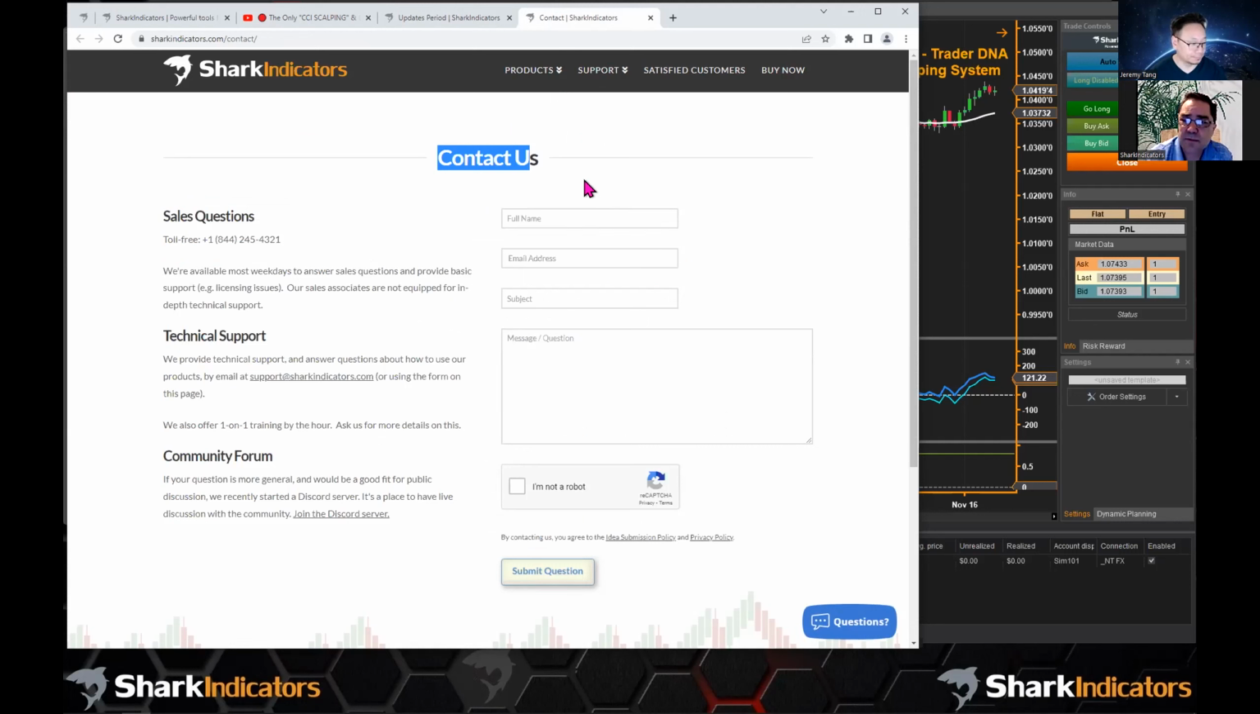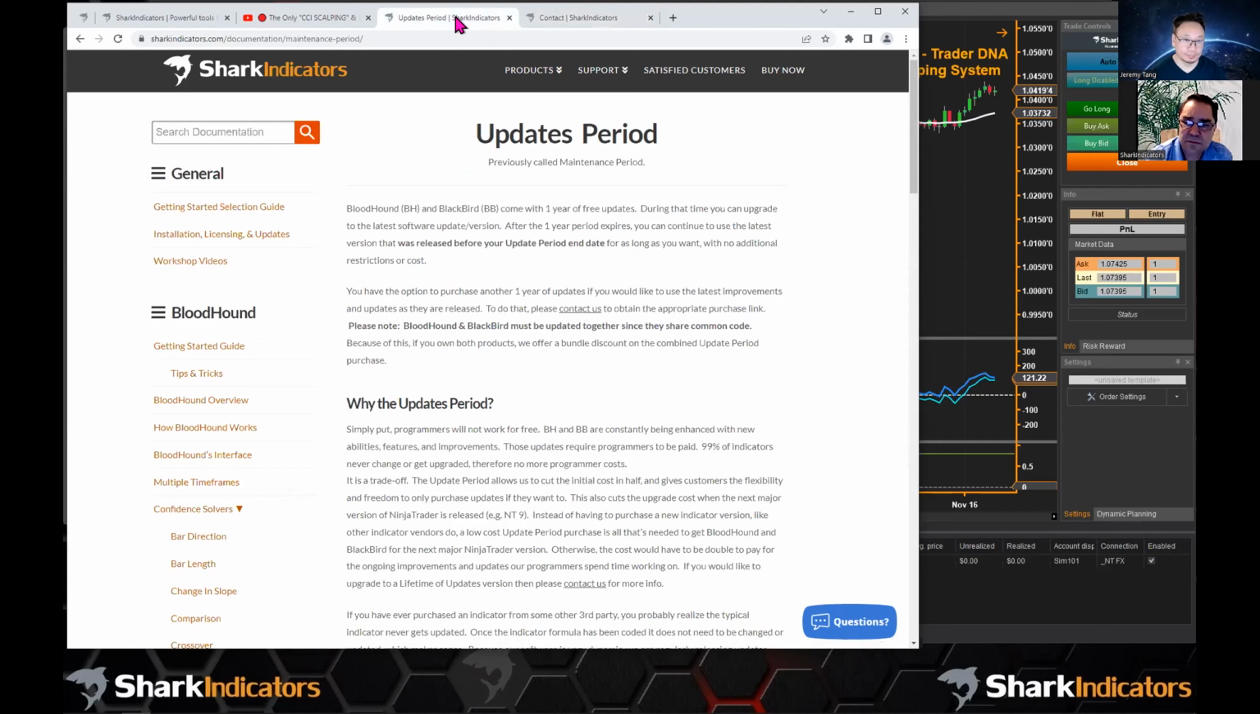Just to get an idea, the most it would be if you own both products is $295 for another year, which we consider fair considering it's Jeremy's full-time job updating the software. It's definitely not your average set-it-and-forget-it indicator. But if you're happy with whatever's out at the time, it'll keep on working.